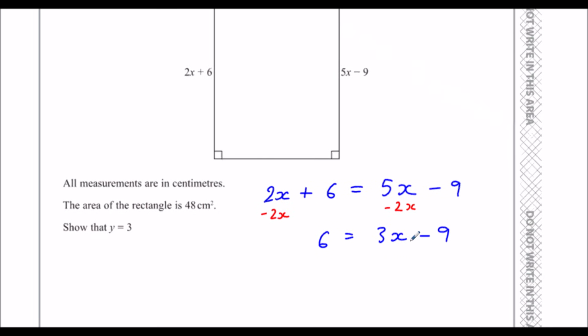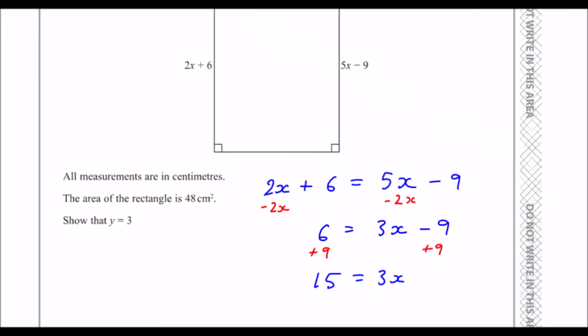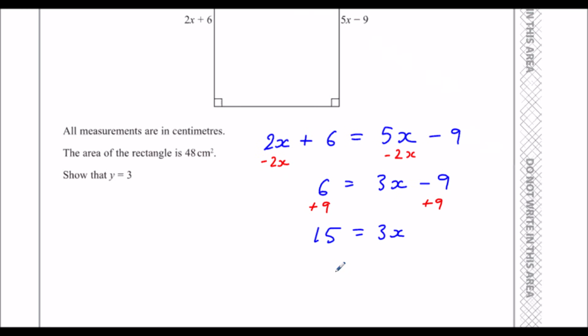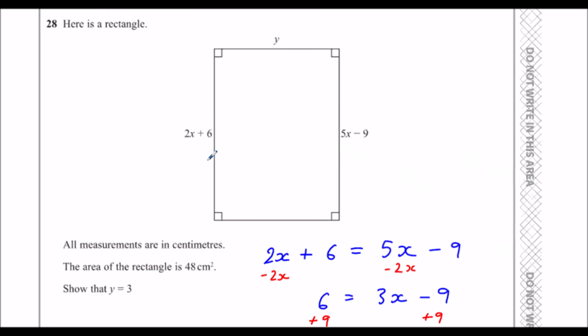So I want to get x by itself. So I'm going to get rid of this minus 9. And I'll do that by adding 9 to both sides. 6 plus 9 is 15. And that equals 3x. So we'll divide both sides by 3. And that gives us x equals 5. So x is 5.